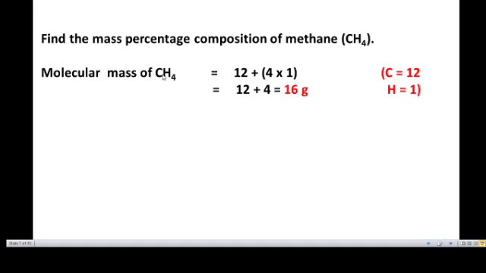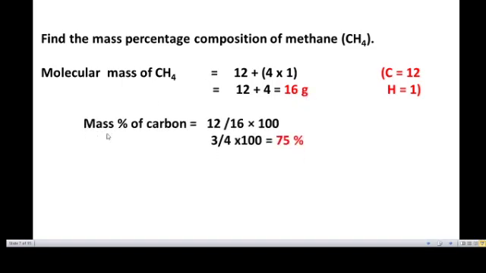So the molecular mass of CH4: one carbon atom, mass equal to 12, and mass of 4 hydrogen atoms, 4 into mass of one hydrogen atom, that is 1, 4 into 1 is equal to 4. 12 plus 4 is equal to 16 gram. So the molecular mass of CH4 is equal to 16 gram.